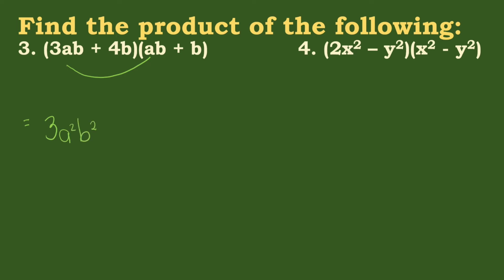Right? And then we have the outer, 3ab times b.